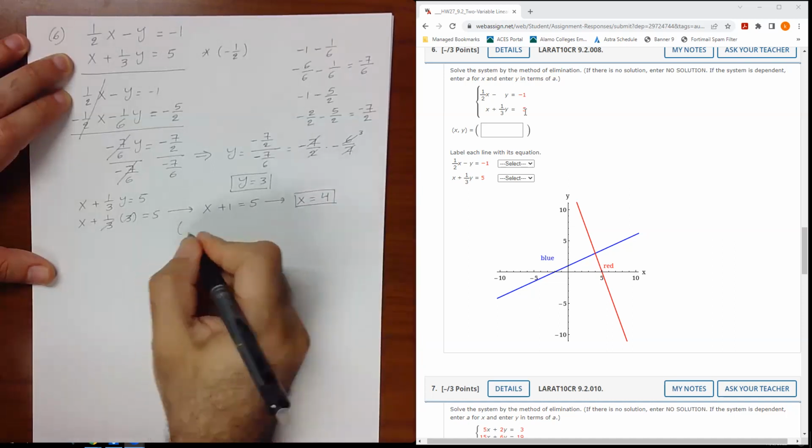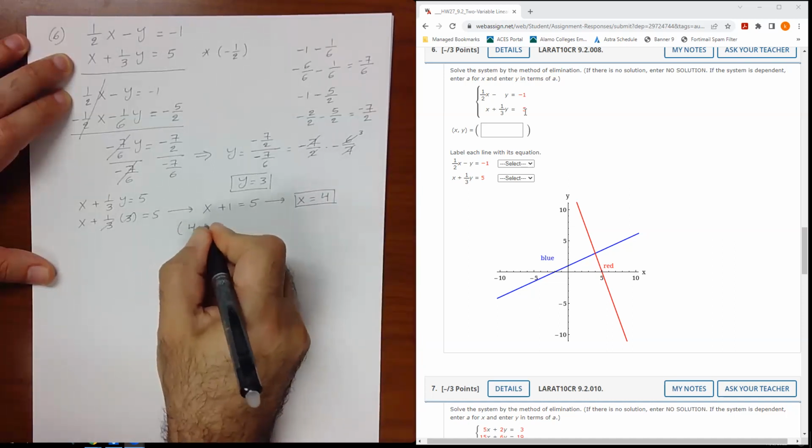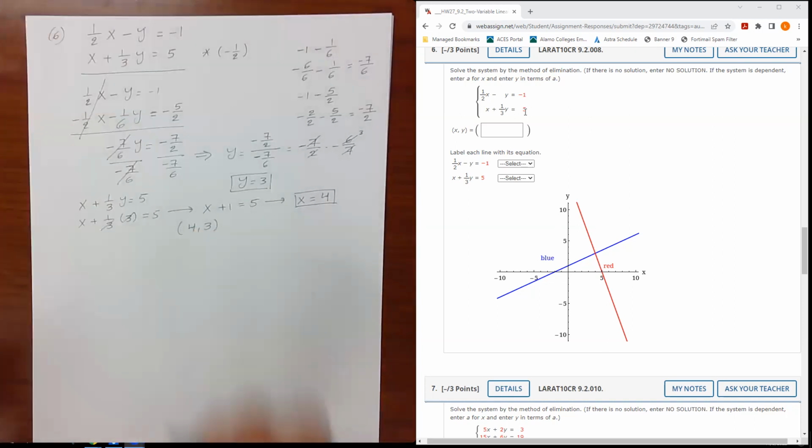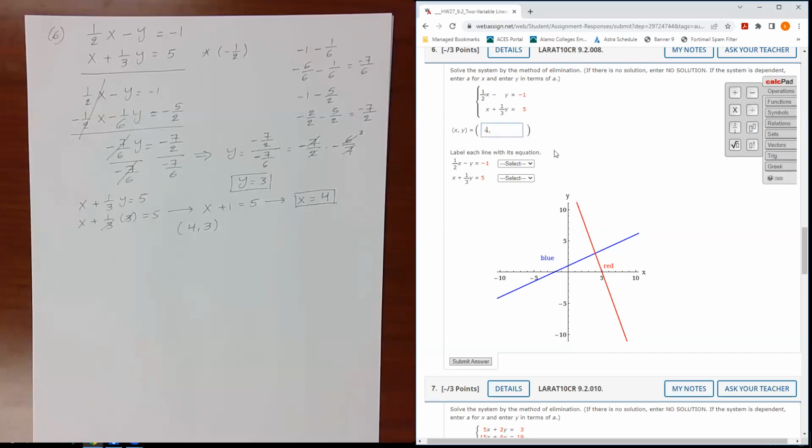So the solution, x is 4 and y is 3. So if you look here, the intersection is x is 4, 1, 2, 3, 4, and y is 3, 1, 2, 3. So our solution here is going to be 4, 3.